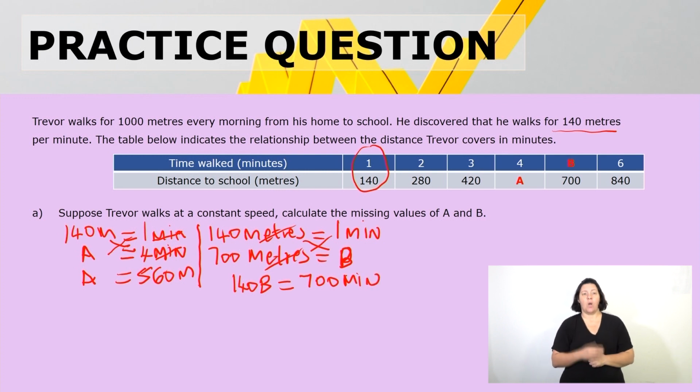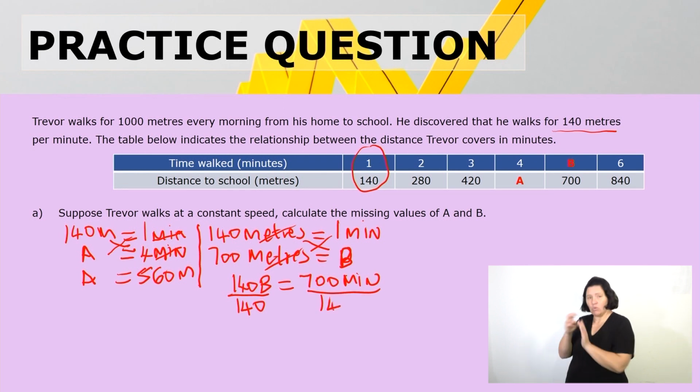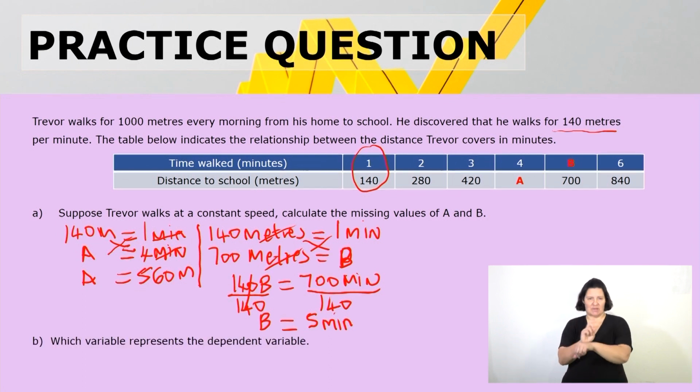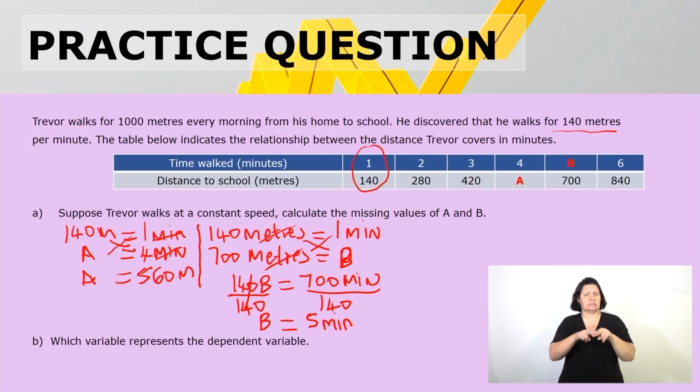We need B alone. We divide both sides by 140. These two cancel one another. Then B will be equal to, let's check on the calculator, 700 divided by 140. It gives us 5 minutes. So it means it will take him 5 minutes to travel the distance of 700 meters. Which variable represents the dependent variable? There is our dependent variable: the distance to school in meters.